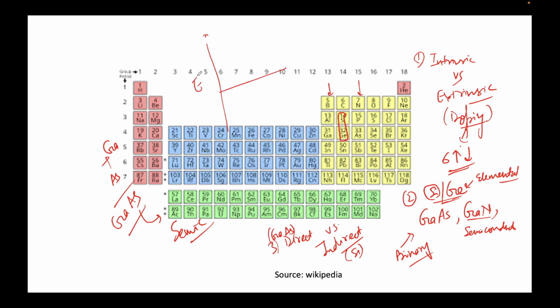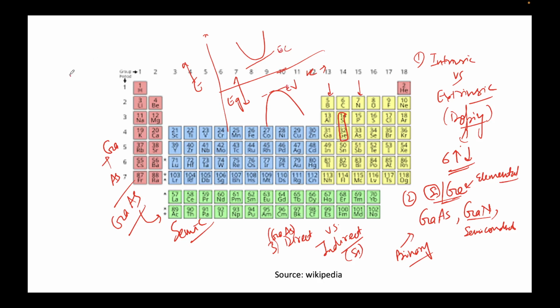So this is energy. On the y-axis I have energy, on the x-axis I have momentum. This is momentum space. This is your valence band, this is your conduction band, EV, EC, and this is what we call EG. We'll see this in solid state physics.